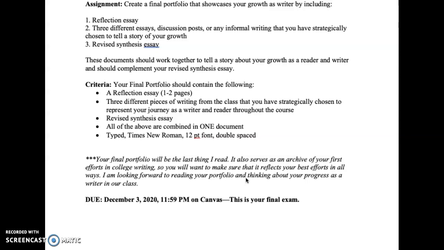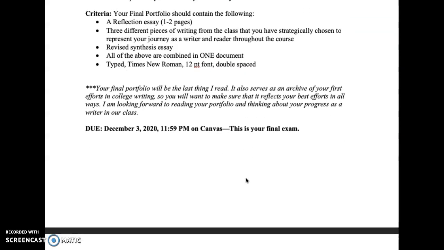These documents should work together to tell a story about your growth as a reader and writer and should complement your revised synthesis essay. I'm going to go into these in a little bit more detail in just a second, but I want to move on quickly to the criteria. Like I said before, your final portfolio is your final exam for the class. So it should contain the following aspects. Your reflection essay should be 1 to 2 pages. It should be an essay in which you go in depth.